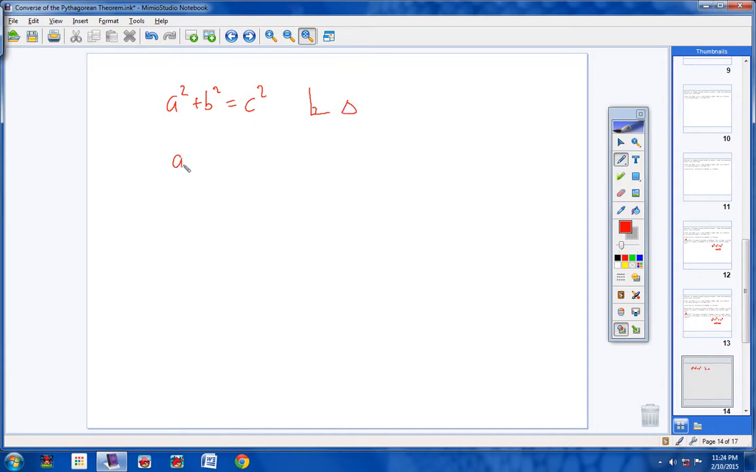If you have a squared plus b squared is less than c squared, then you know that you have an obtuse triangle. And if you have a squared plus b squared is greater than c squared, then you know that you have an acute triangle. That's it, guys. That's all you have to know. You can memorize that so easily.